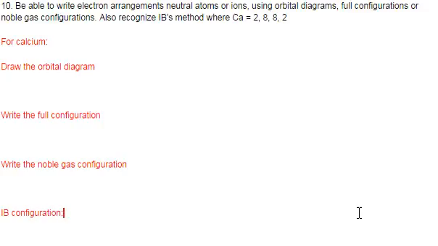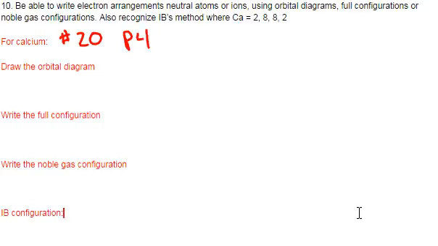Objective 10, be able to write electron arrangements for neutral atoms or ions using orbital diagrams, full configurations, or noble gas configuration. Also recognize IB's method where calcium would be 2882. So for calcium, if I look, it's element number 20. So I've got 20 electrons to place.